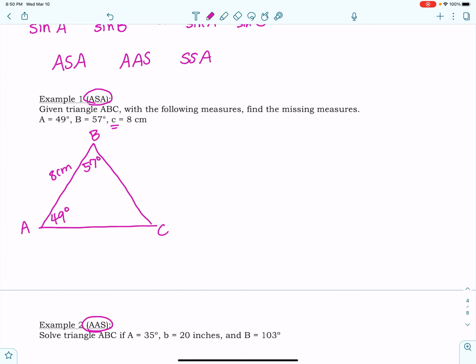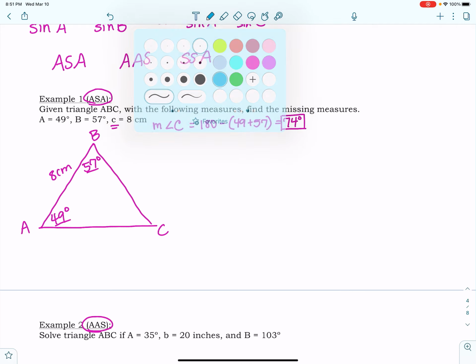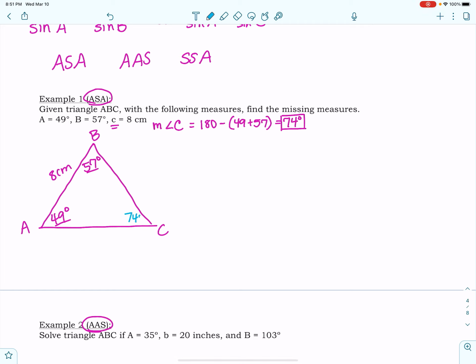Okay, so the very first thing I'm going to do is do the easy thing. I am going to find the measure of angle C. It is just going to be 180 degrees minus 49 plus 57, because if I add these two together and then subtract them from 180, I am left with the third angle measure. And this is going to give me 74 degrees. So I've already got one piece of my triangle solved. Excellent. Okay, so let me switch colors here. So I've got 74 degrees right there.